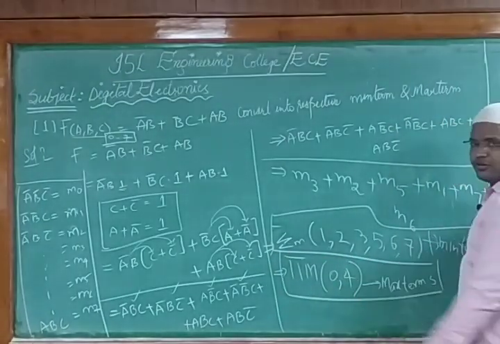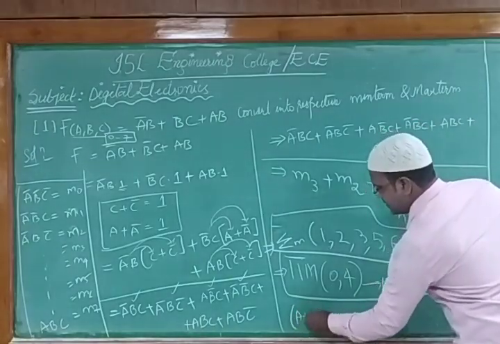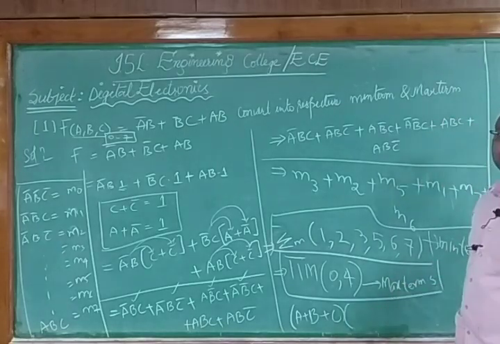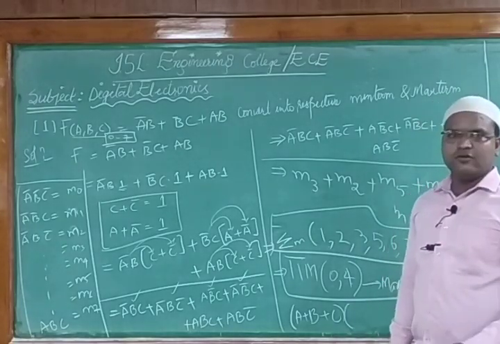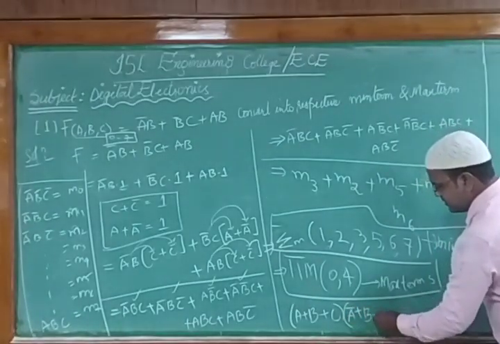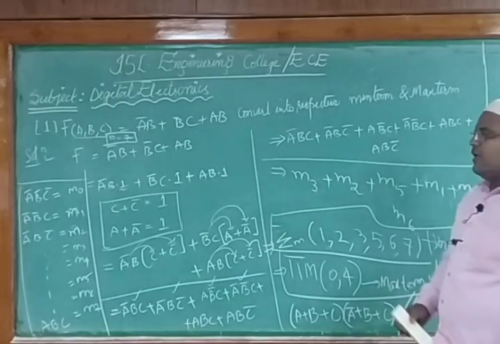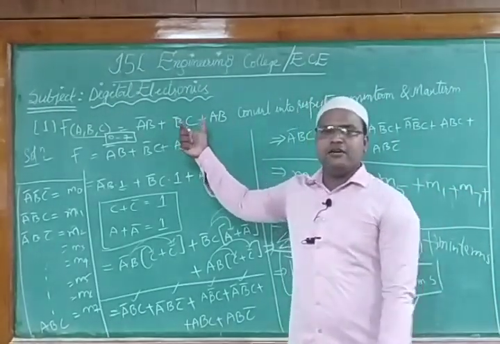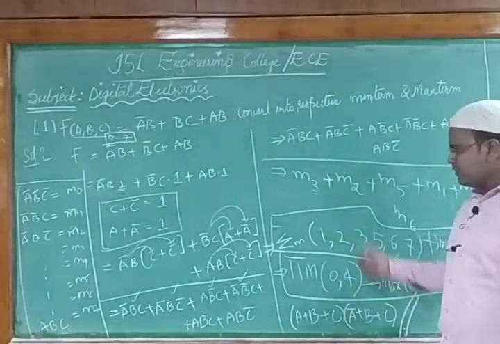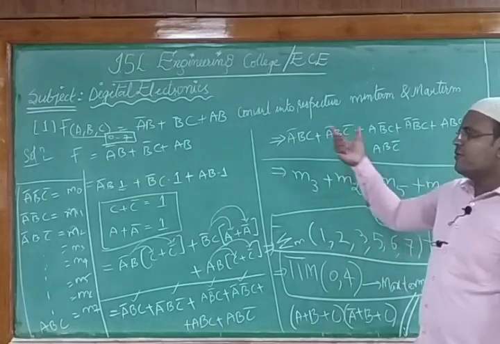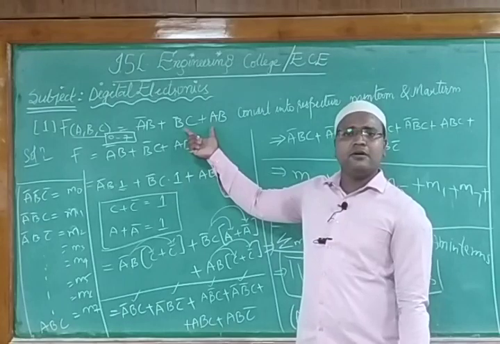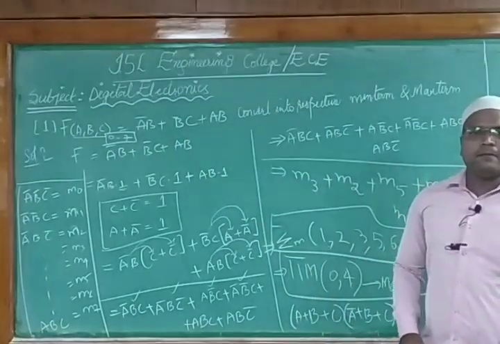For max, how do we mention 0? 0 is nothing but A plus B plus C. And 4, what is 4 for max term? 4 means 1, 0, 0, so 1, 0, 0 would be A complement plus B plus C. So that is how this function has been written in min term and max term, in terms of numbers or in terms of literals. So this is how the conversion of min term as well as max term can be obtained.